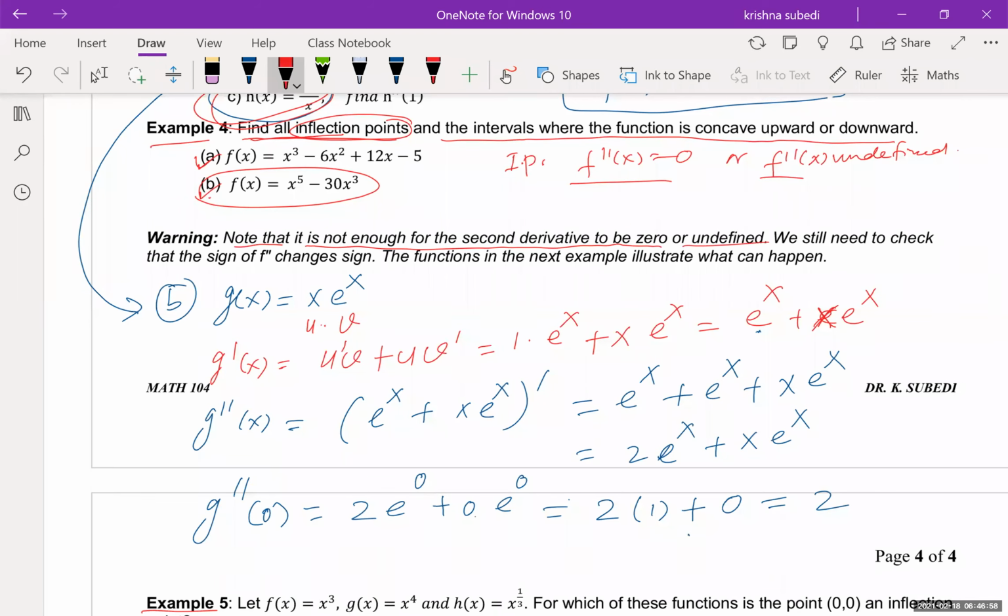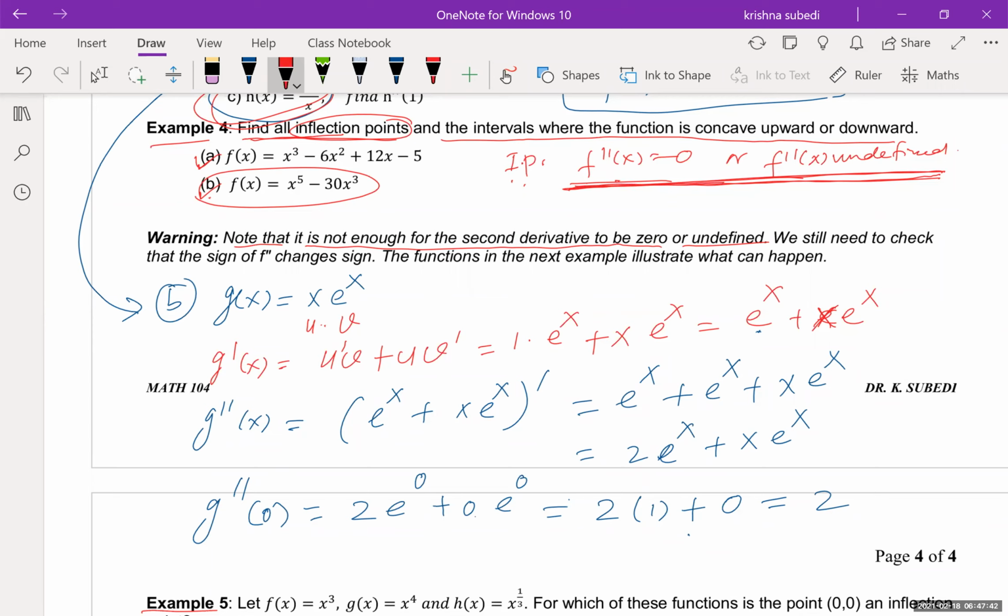In order for this to be an IP, the second derivative must be 0, and these are the only possible locations for an IP. These are the possible locations, but they do not guarantee that the IP actually exists. Let me repeat this. Second derivative equal to 0 and second derivative undefined, these are the possible points where an inflection point exists. But it is not sufficient.